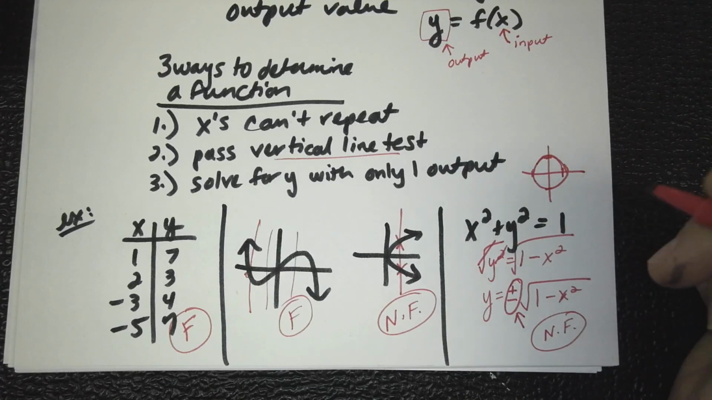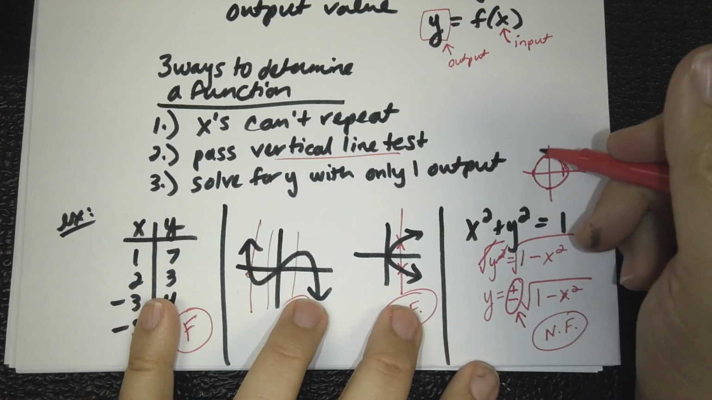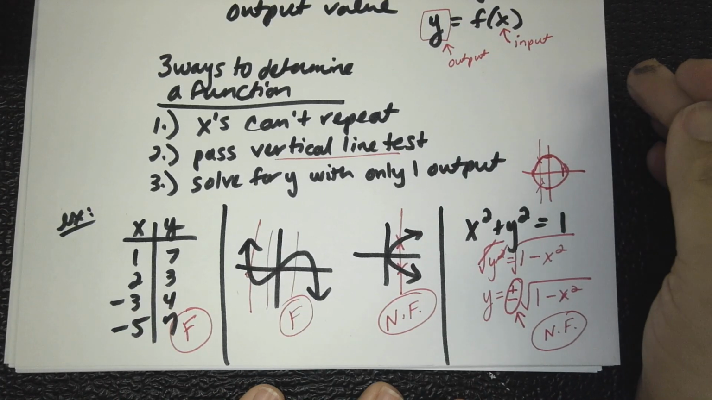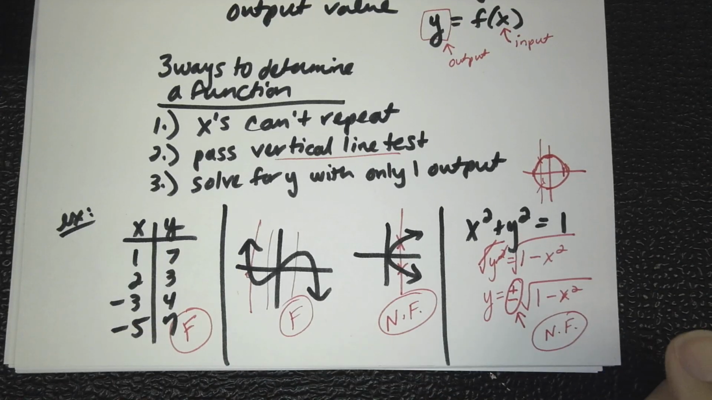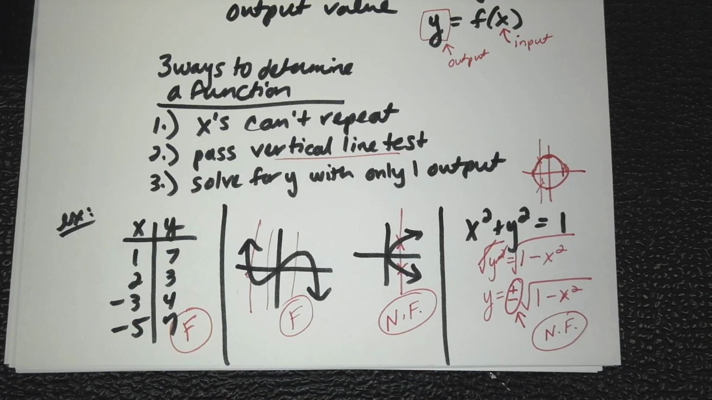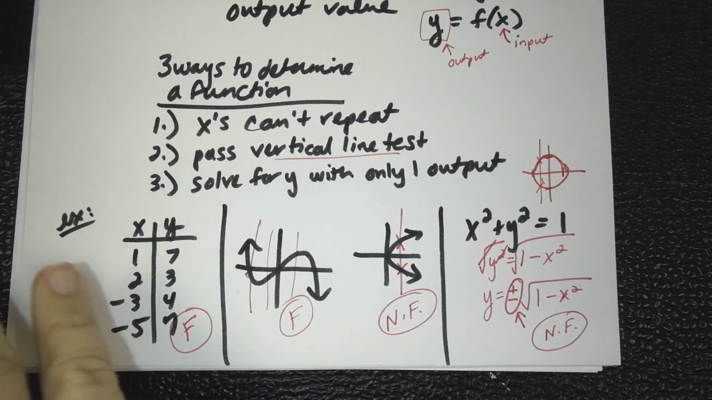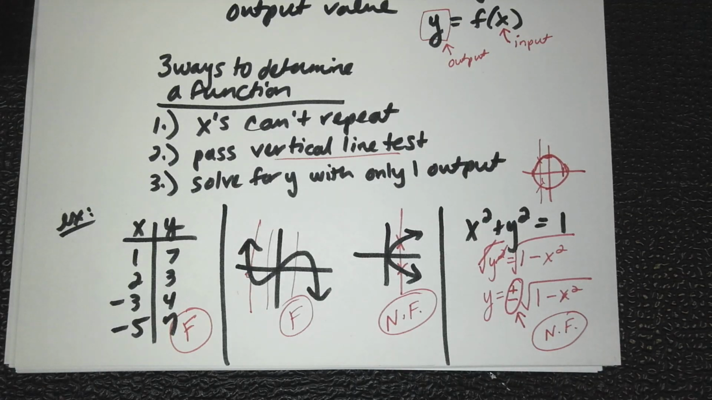And so it looks like that. Would that pass the vertical line test? No. Boom, boom. So that's why if you see a plus or minus, if you're solving and it's an even power like that, it doesn't do that. That was easy, wasn't it? It's not hard. You've done this before.